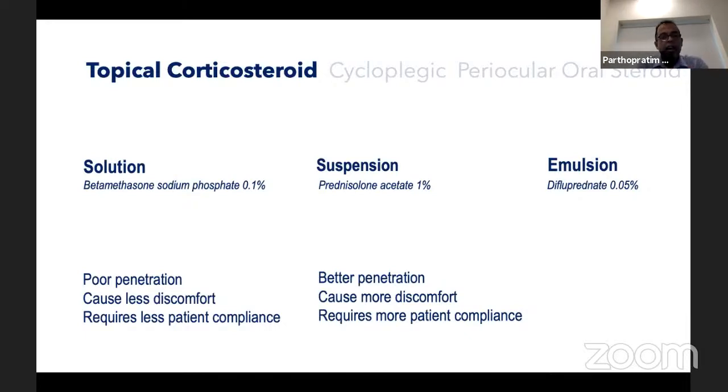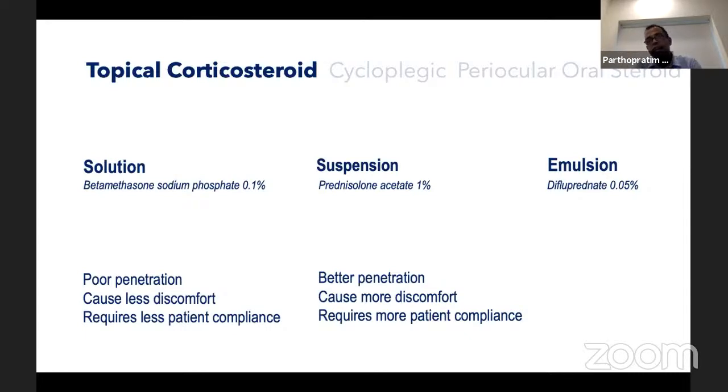What is the advantage they have? They cause less discomfort, but they have poor penetration. But they require less patient compliance. So if you suspect that a patient's compliance will be poor, you can choose a solution. Suspensions are the preferred choice for treatment of anterior uveitis because they have better penetration. They cause some discomfort because of particulate or cake formation, which can cause a foreign body sensation, and they require more patient compliance.